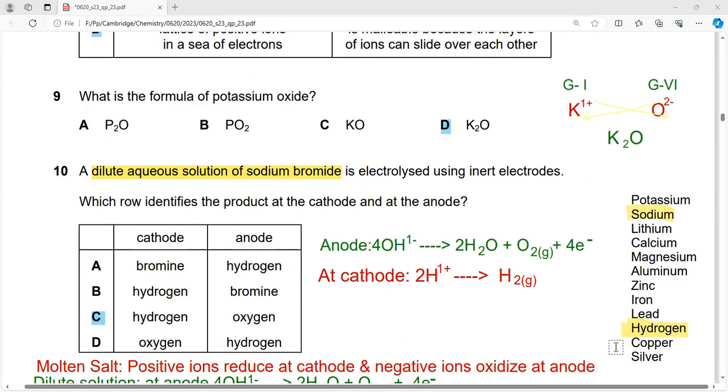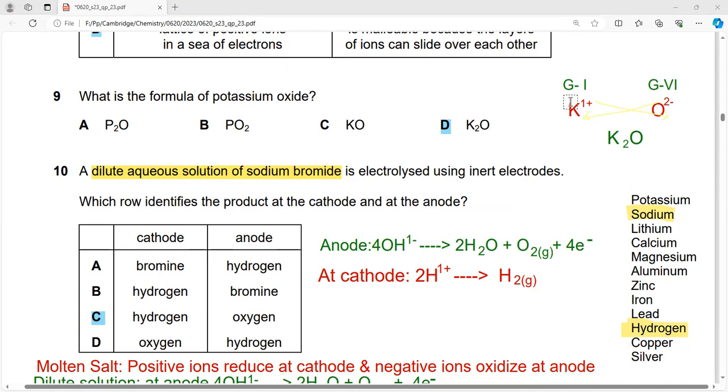We're going to move to question number 9. What is the formula of potassium oxide? For writing the formula of potassium oxide, potassium has a +1 oxidation state, while oxygen has a -2 oxidation state. Why? Because it is in group 6, so it will take 2 electrons to get 8 electrons in the outermost shell. So oxygen always gets a -2 oxidation state, while potassium, which has 1 electron in its outermost shell, gets a +1 oxidation state.